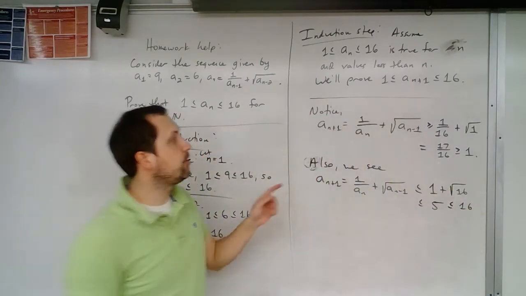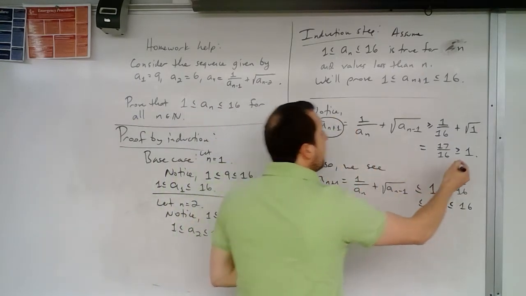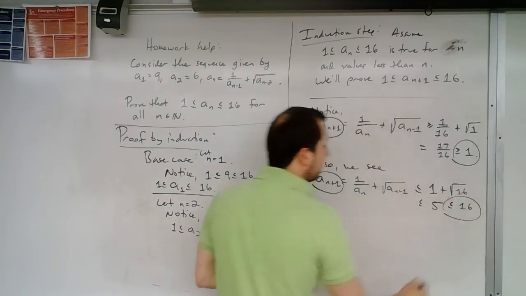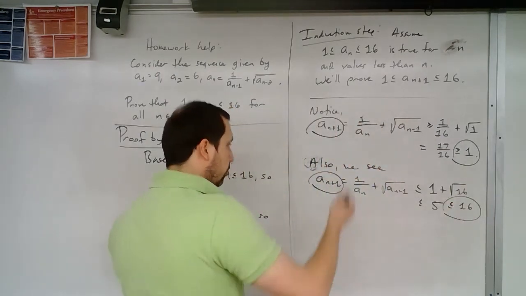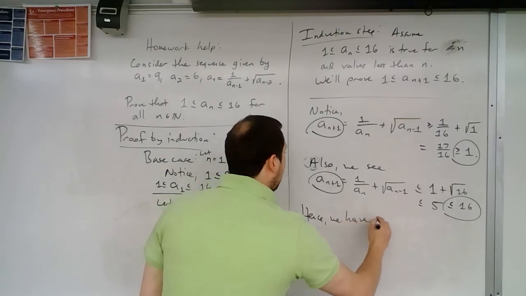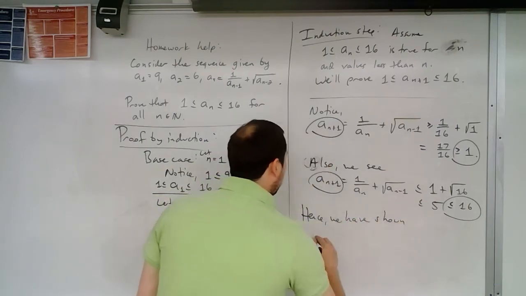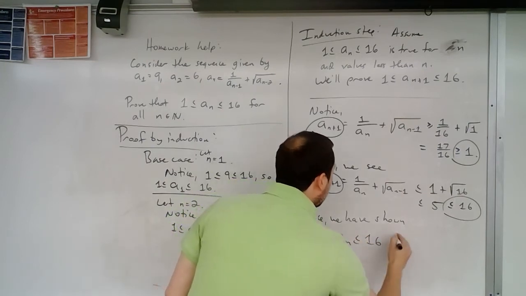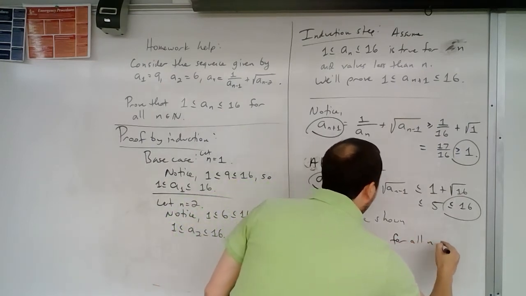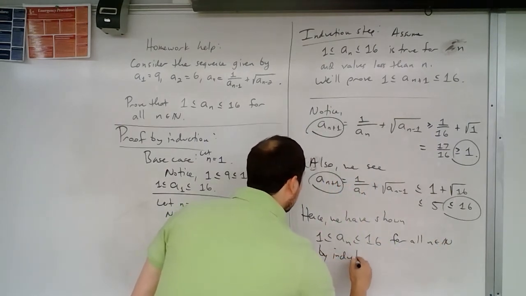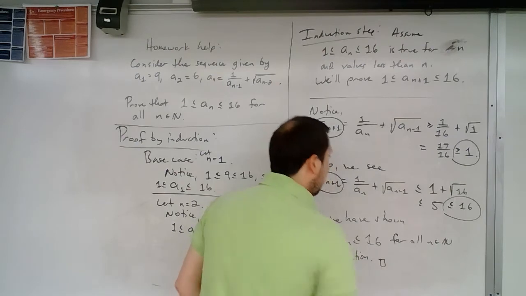So great. So I've shown that a sub n plus 1 is greater than or equal to 1, and a sub n plus 1 is less than or equal to 16. So hence, we have shown that 1 is less than or equal to a sub n less than or equal to 16 for all n in the natural numbers by induction. And that concludes the proof.